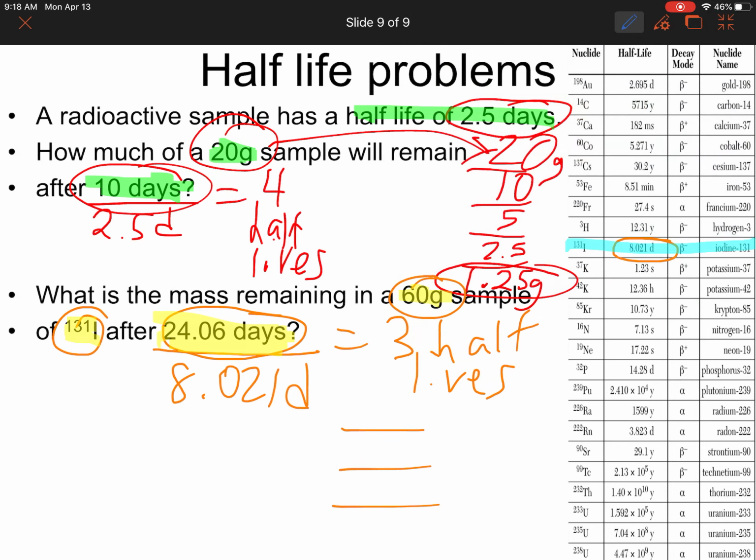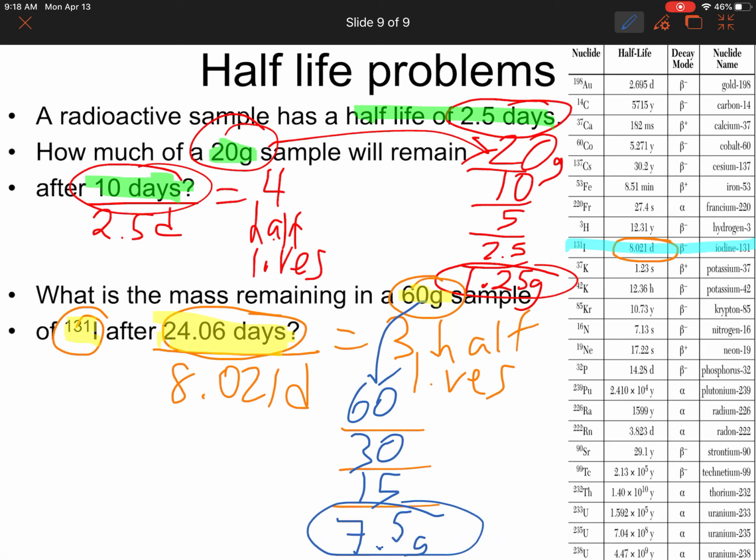What's the mass we start at, guys? Well, it's 60. What's half of 60? 30. Half of 30? 15. Half of 15 on your calculator is 7.5 grams is my final answer. That remains. All right, guys, that's it.